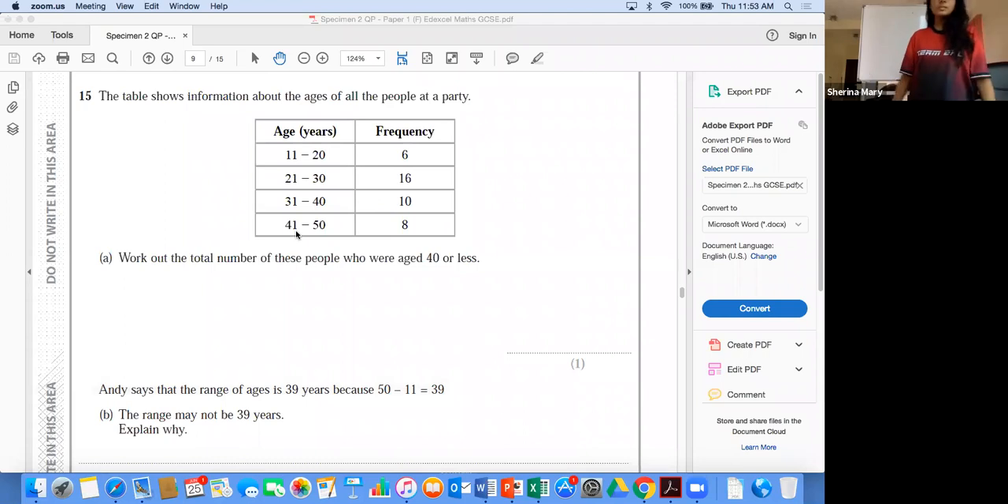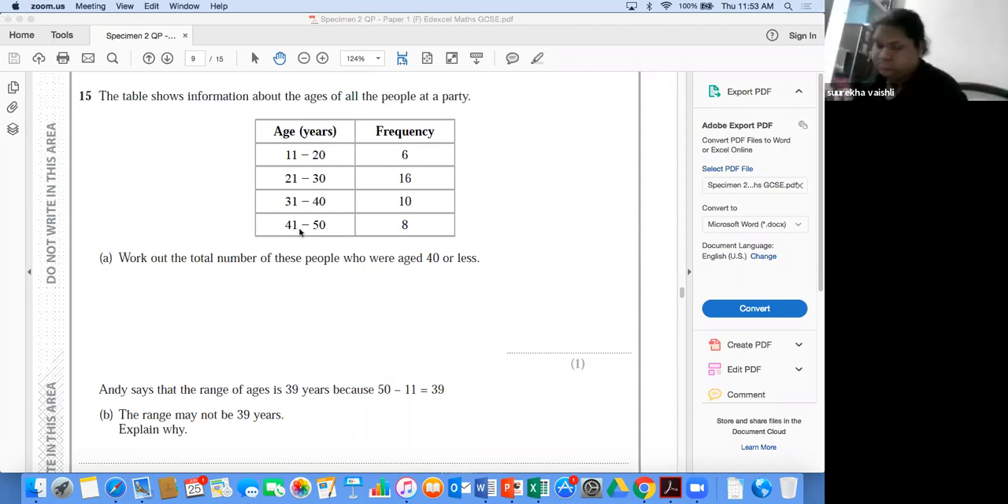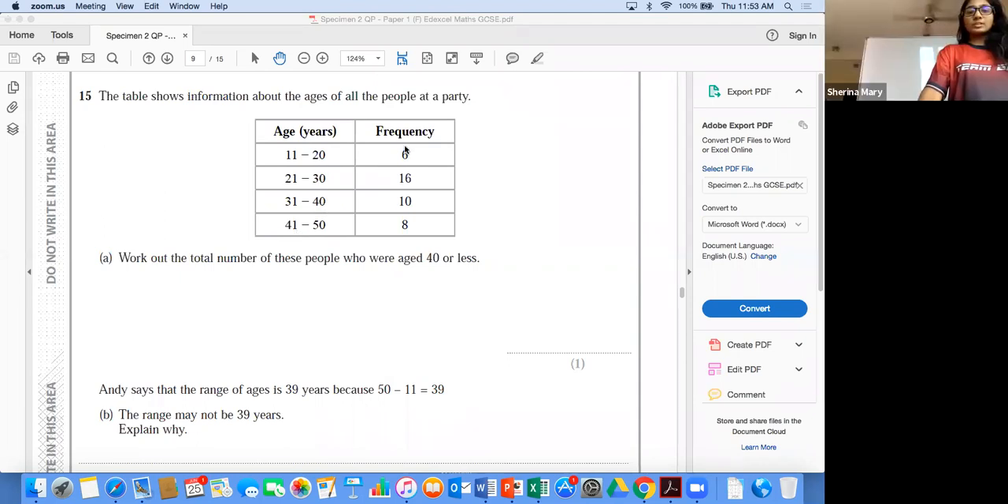The table shows information about the ages of all the people at the party. Work out the total number of these people who were aged 40 or less. So how many people were aged 40 or less? 32. Between 11 to 40, you just add up how many people. So 6 plus 16 plus 10 is 32.